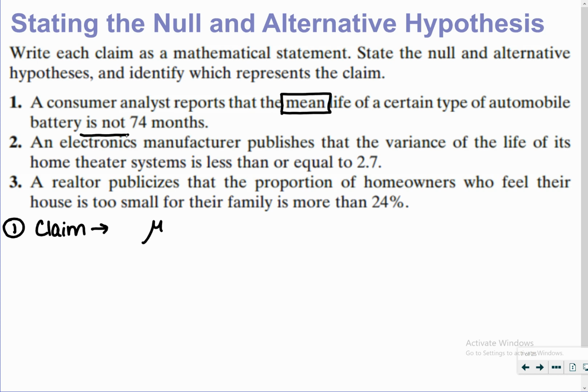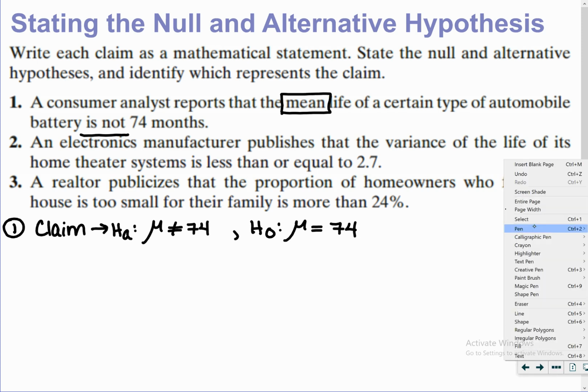So what mathematical symbol are we going to use? Not equal to 74. If it's not equal to, is it a null or alternative hypothesis? It is an alternative. Okay, so I've labeled the claim, I've written the claim. Now I need to write the other hypothesis, that is its complement. The null hypothesis would be what? Mean is equal to 74.